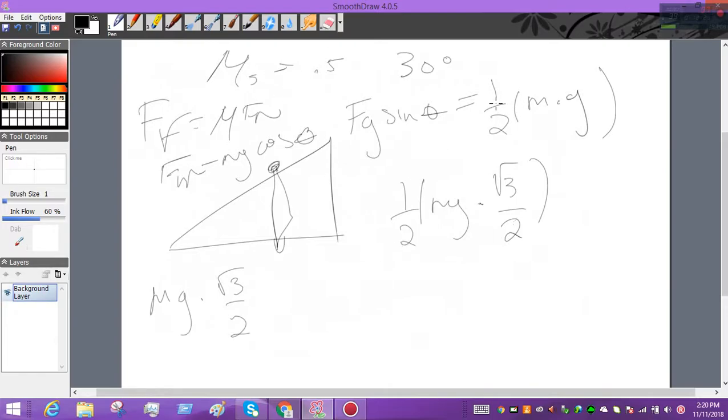If we're trying to compare which one is larger, we could take the mg out as a common factor. So is 1 bigger, or is square root of 3 over 2 bigger? Square root of 3 over 2. And the correct answer is that square root of 3 over 2 is actually bigger, because you're multiplying by a factor that's greater than 1, because square root of 3 or whatnot. It's kind of hard to explain, but if I quickly just do square root of 3 over 2.